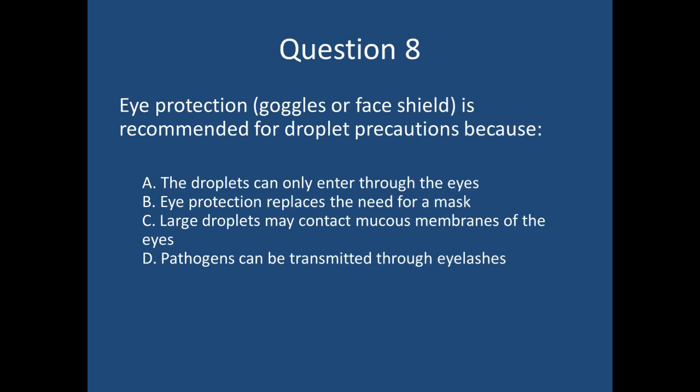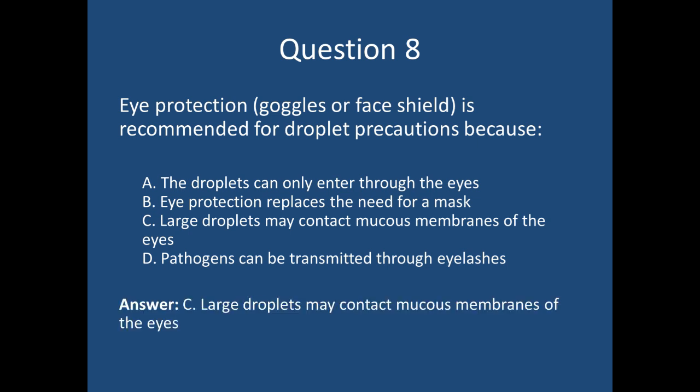Question number 8. Eye protection, goggles or face shield, is recommended for droplet precautions because A. The droplets can only enter through the eyes. B. Eye protection replaces the need for a mask. C. Large droplets may contact mucous membranes of the eyes. And D. Pathogens can be transmitted through eyelashes. And the answer is C, large droplets may contact mucous membranes of the eyes. That's why eye protection is needed.